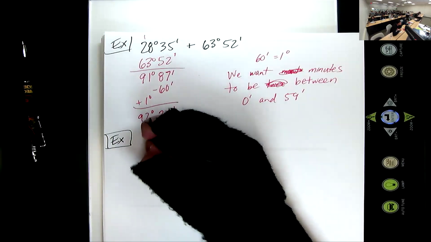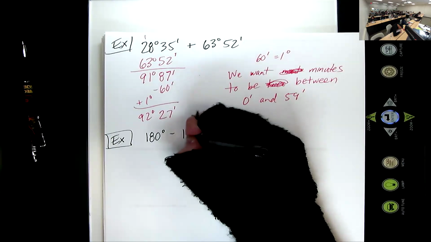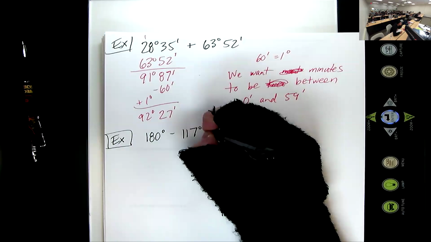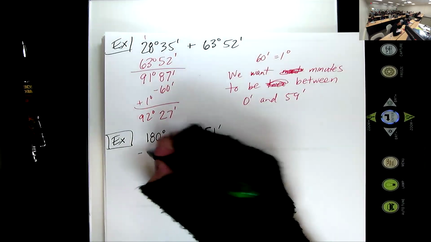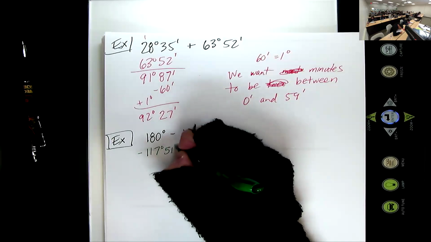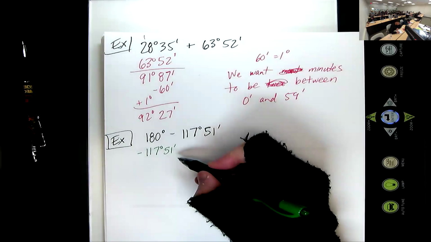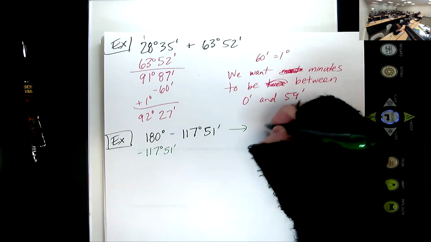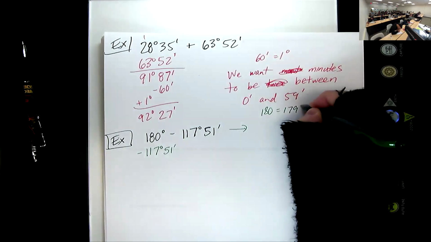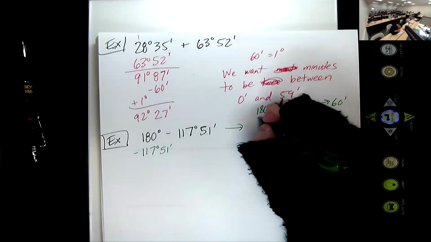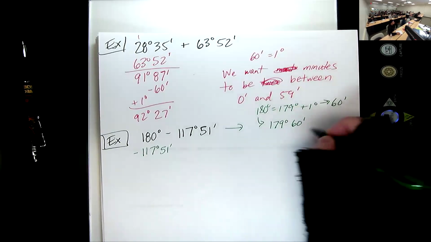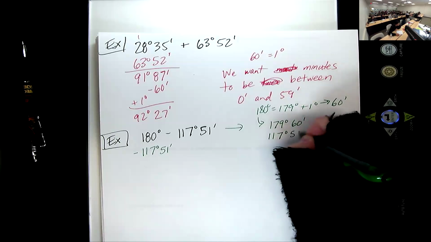Let's do one with subtraction. Let's go with 51 minutes, why not? Now, if I try to line this up underneath this, I don't have anything to subtract the 51 from, the way I have it set up. So what I'm gonna do is, 180 is 179 plus 1, right? And I can turn that 1 degree into 60 minutes. So I could say 180 is the same thing as 179 degrees 60 minutes. And then I can subtract the 117.51 off of it.